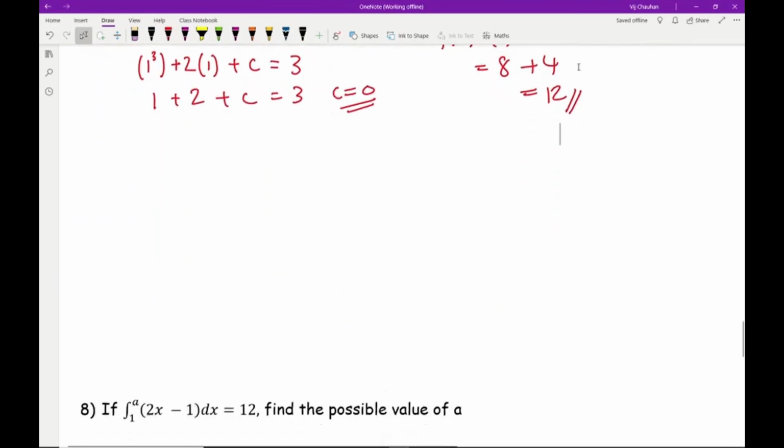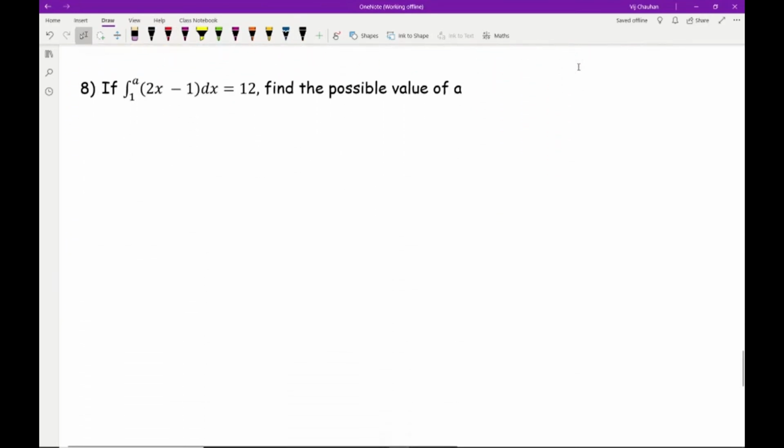So moving on to number 8, and I've got another example left. Here we've got the integral from 1 to a of 2x minus 1 dx equals 12, find the possible values of a. I'm just going to change this question because I know that I've miswritten it. I'm going to say find the positive value of a. Now, first thing we want to think is, although I've got a bracket, do I need to expand it? No, it isn't necessary, because it's already in the simplest form.